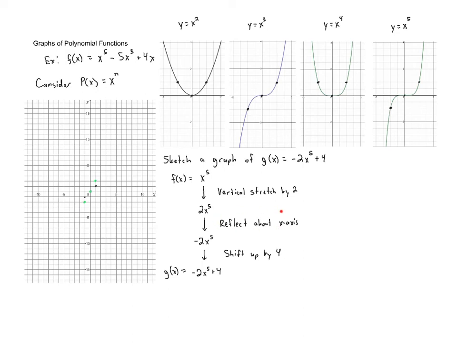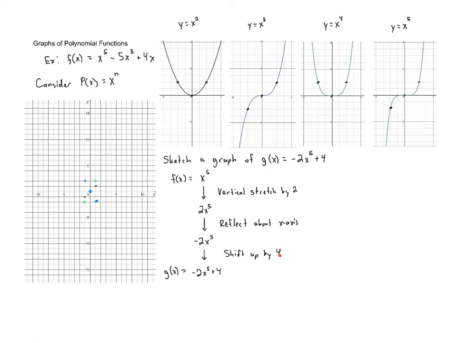Then we need to reflect about the x-axis. We've got a vertical reflection. So the points that are above the x-axis get reflected so that they're below the x-axis. And then the points that are below the x-axis get reflected so that they're above the x-axis. And again, the origin will not move for a reflection.